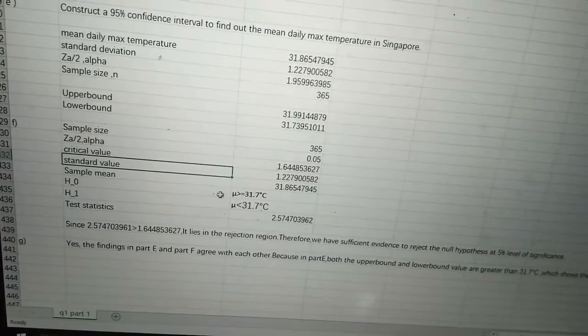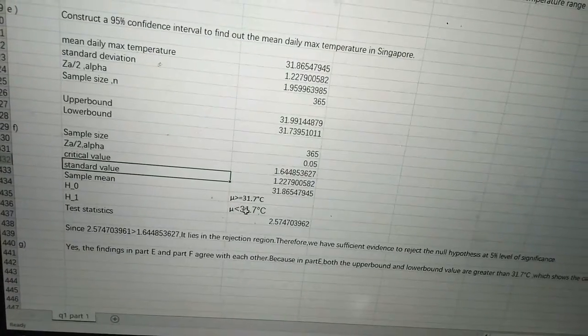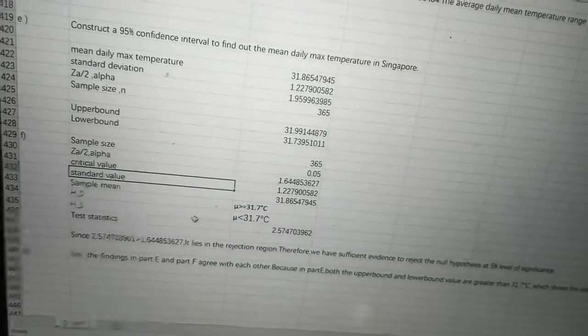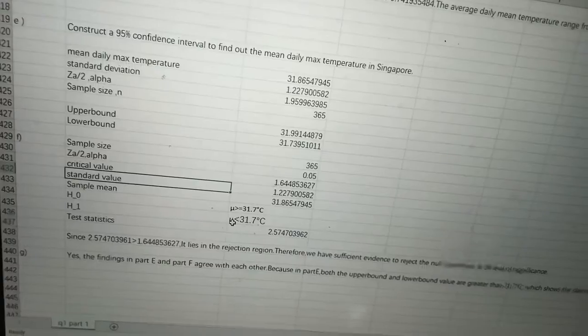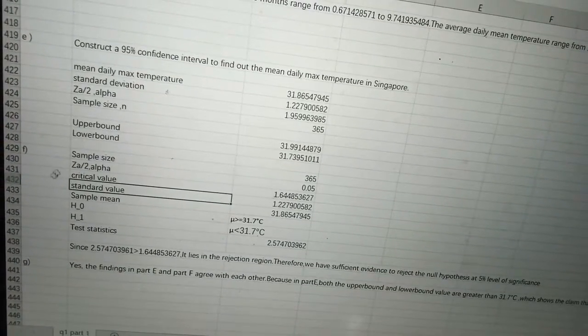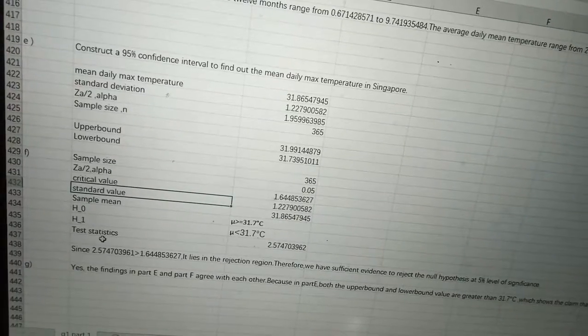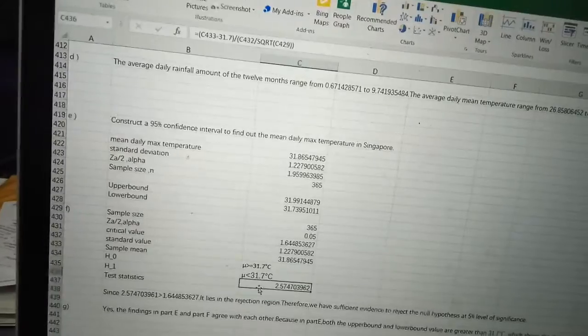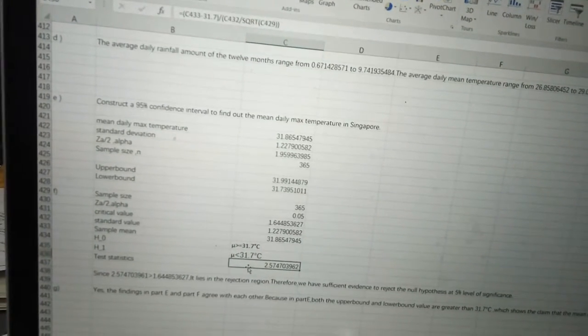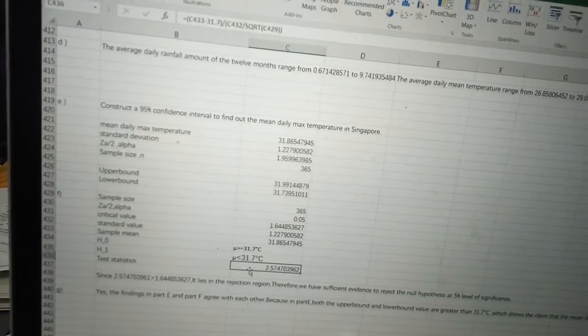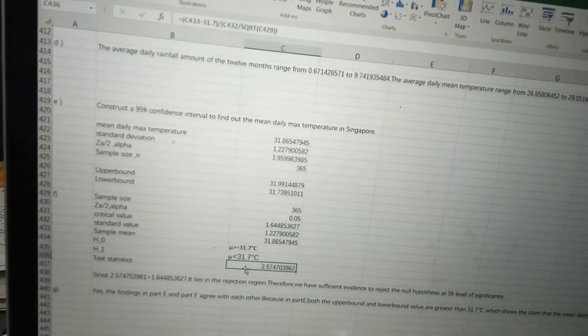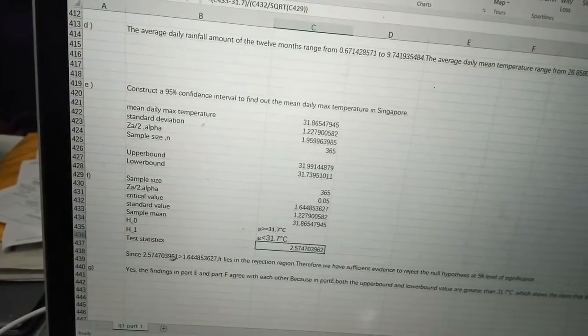So my null hypothesis is that the temperature is at least 31.7 degrees Celsius. The alternative hypothesis is that the temperature is less than 31.7 degrees Celsius. So how do I calculate my test statistic? I use my sample mean minus the null hypothesis, divide by standard deviation over the square root of the sample size. So this is how I get this.